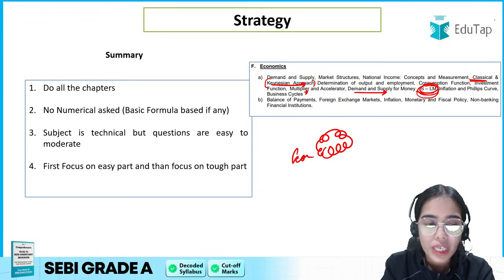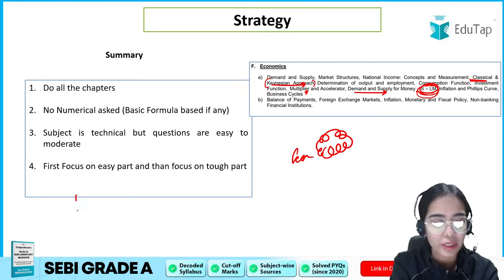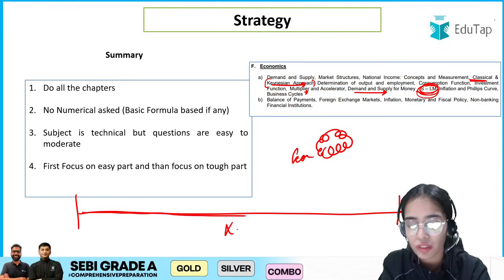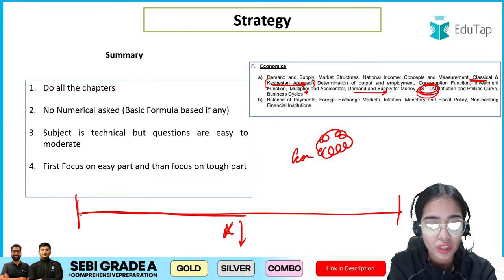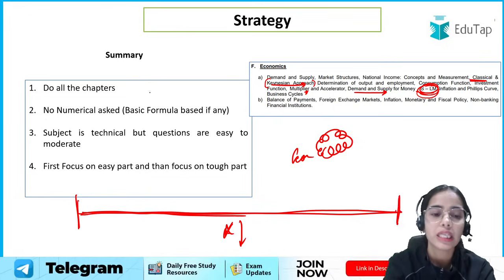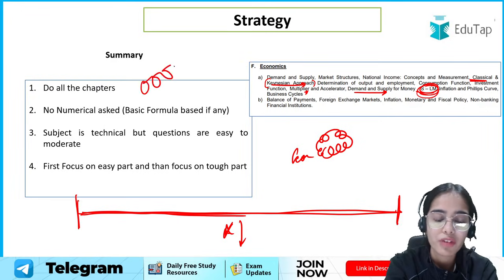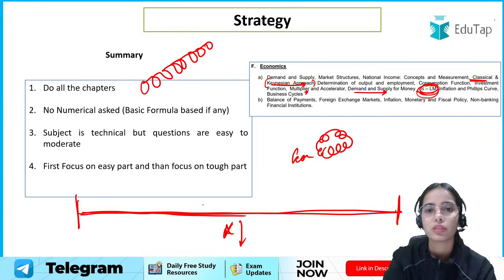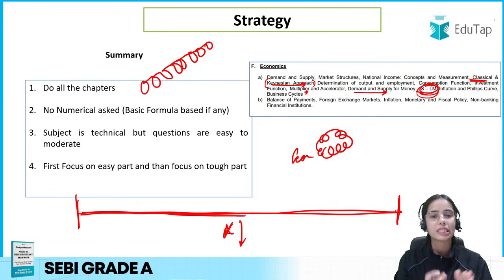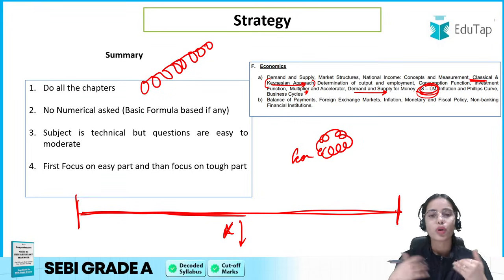So in economics, you will have to do all the chapters, and you have to focus on wider coverage rather than depth of the topics. You have to focus on the width of the coverage, and you cannot leave any chapter, because we have seen that the questions have come from the width of the syllabus. The questions have come from different chapters. So do all the chapters, just focus on the width of the coverage, the basic overall coverage, and do not go too much in depth.